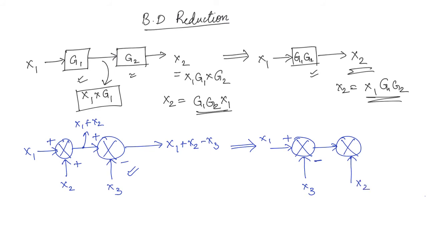So x2 is added positively. Now what will be the output here? This will be equal to x1 minus x3, and then x2 is added positively. So the output here will be equal to x1 minus x3 plus x2. So you can see that this output and the previous output are the same. So whenever there are summing points in cascade, you can interchange the signals that are added to the summing points.